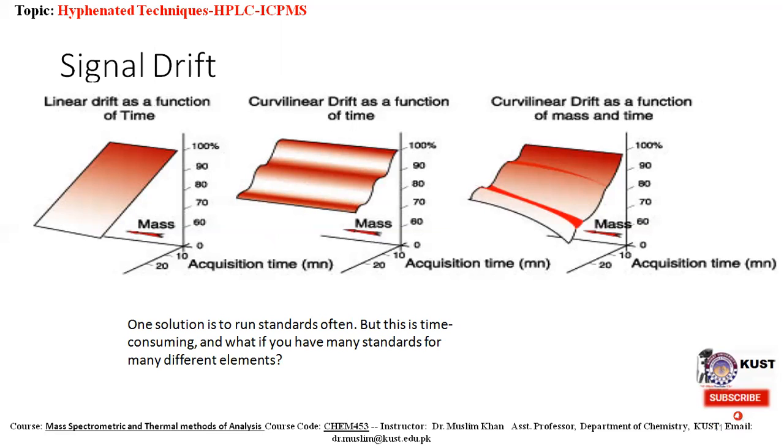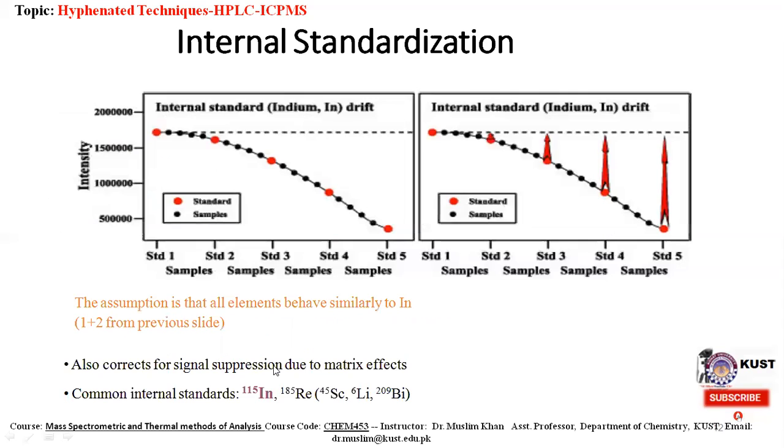So signal drift. This is a linear drift as a function of time, and this is curvilinear drift as a function of time, and this is curvilinear drift as a function of mass and time. One solution is to run standards often, but this is time consuming. And what if you have many standards for many different elements? So the assumption is that all elements behave similarly to the internal standard. Also correct for signal suppression due to matrix effect.